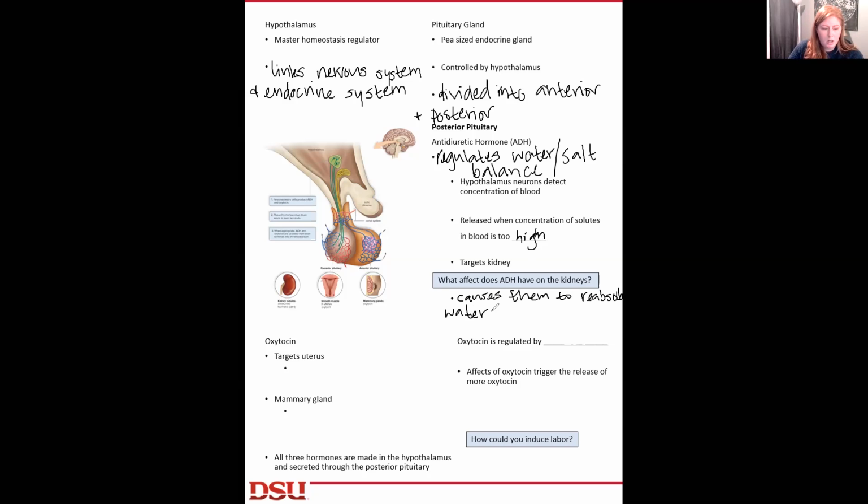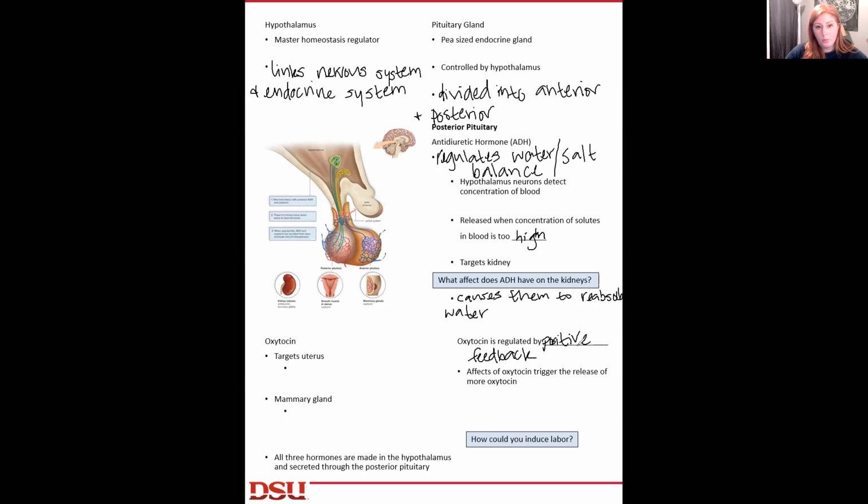Then there's something called oxytocin. And oxytocin is regulated by one of the feedback loops. In this case, it's a positive feedback loop. So in other words, the body is triggered by the oxytocin, and then the reaction of the body to the oxytocin makes it keep secreting the oxytocin.